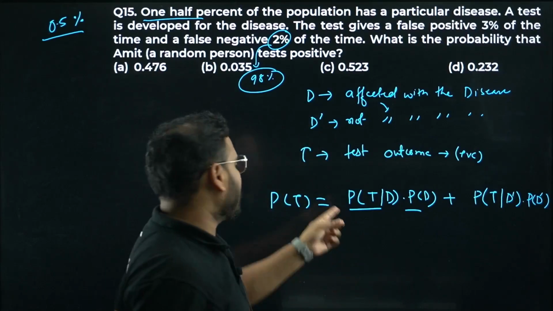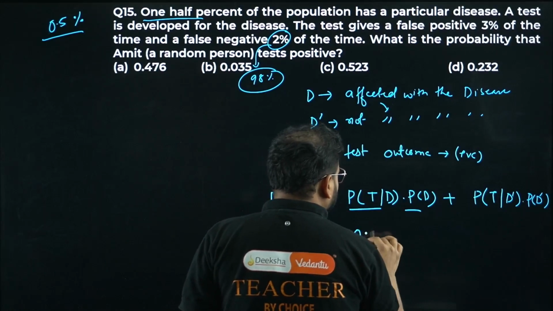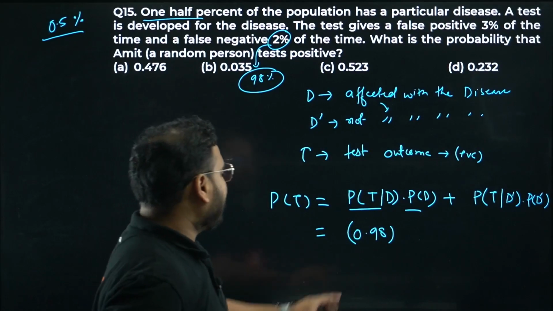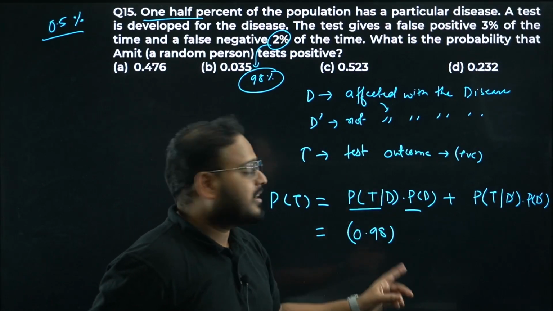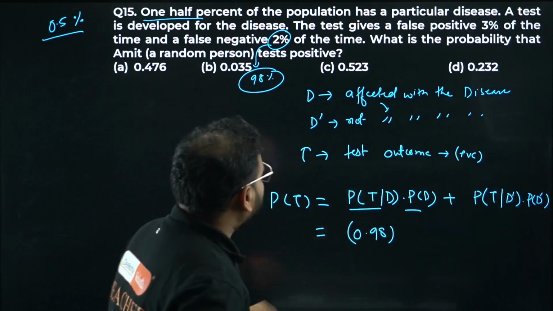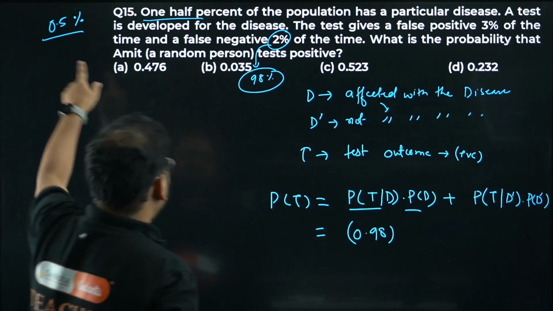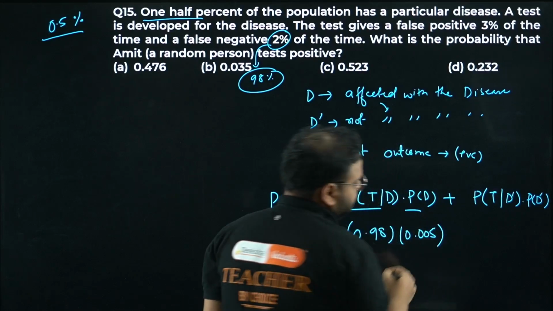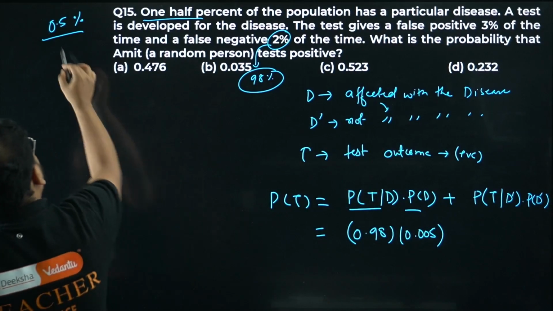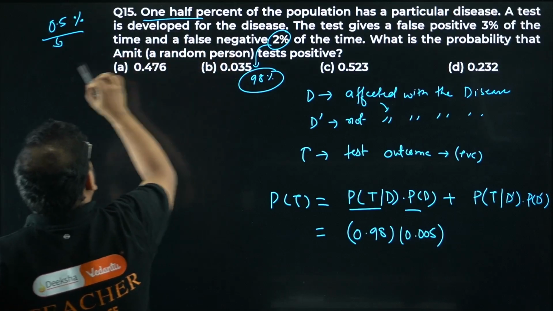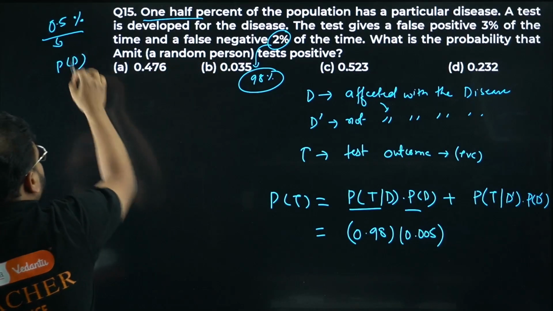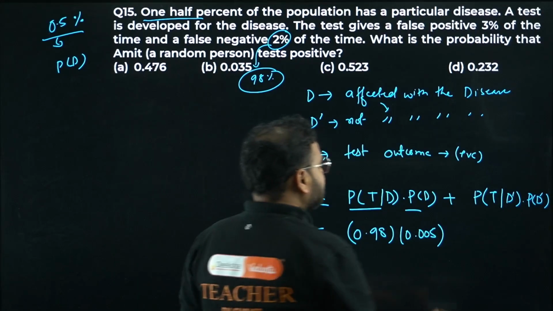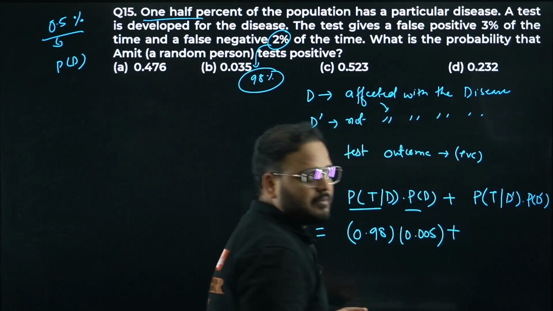So I'll have 0.98 as the test outcome coming out positive when he has the disease. And the probability of having the disease is 0.5%, so I'll get 0.005. PD is given here as 0.5%, which means 0.005 is the value. Clear?